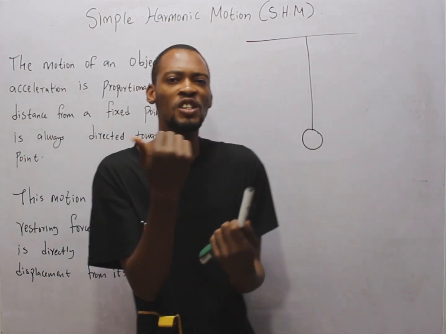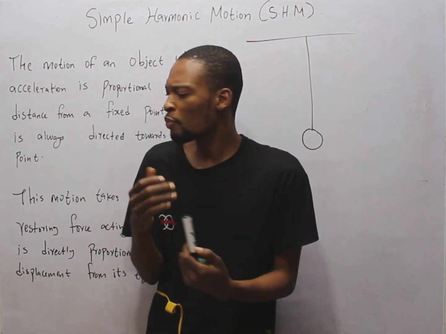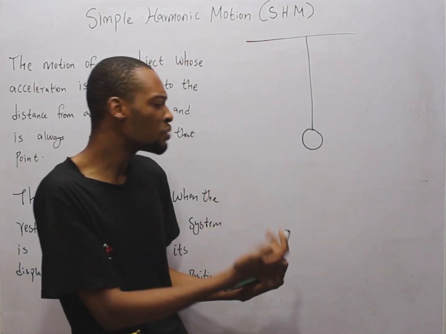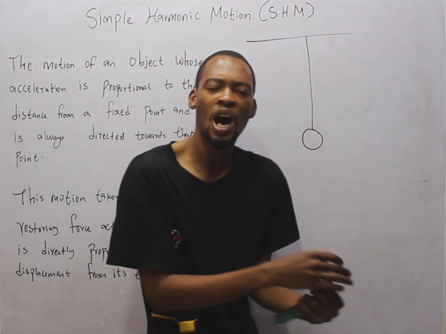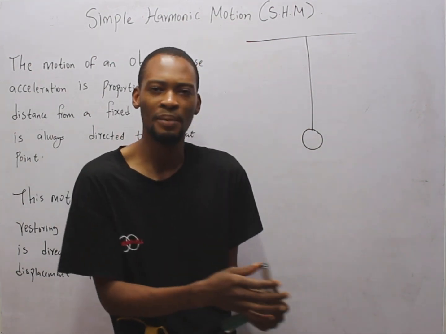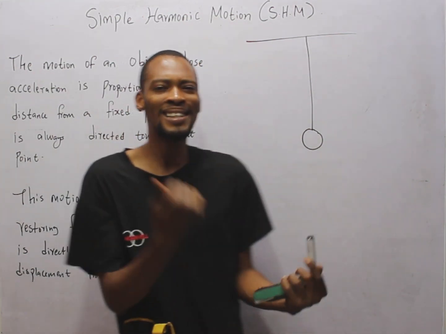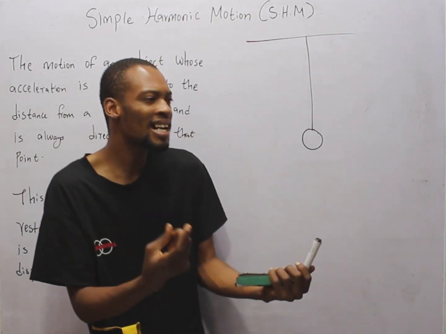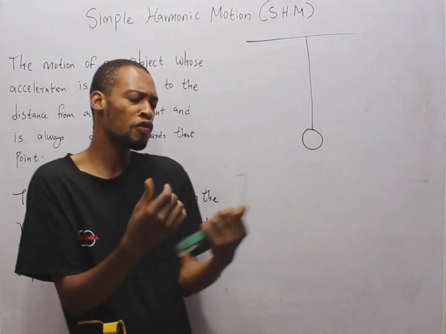Remember, displacement is where an object is over time. The difference between where an object started and where it is at a particular time. That is displacement. And displacement is different from distance. Distance is the ground an object covers over time.